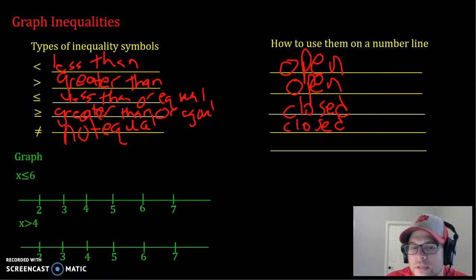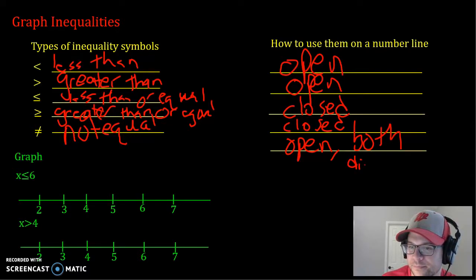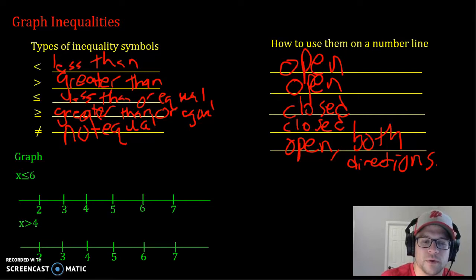And then open just means it can be as close as possible to that point, but not actually being on that point. So we're going to make a circle open around that. And then your not equal to is also going to be open on that point. And it's going to be going to both directions if you ever see that. All of these other ones are going to be one direction, but that's going to be both directions. So x is less than or equal to 6.